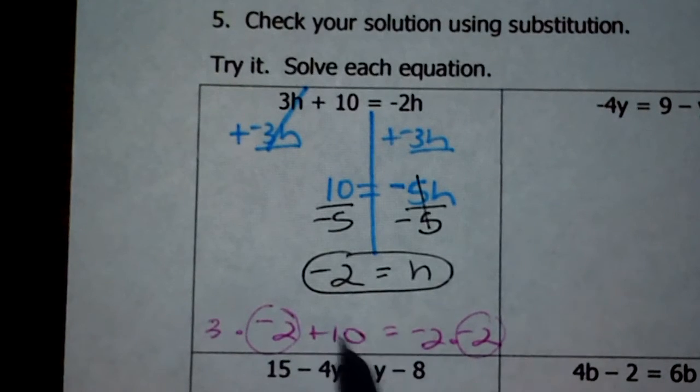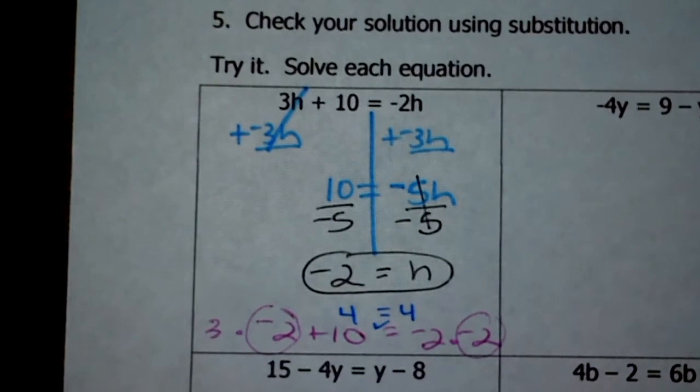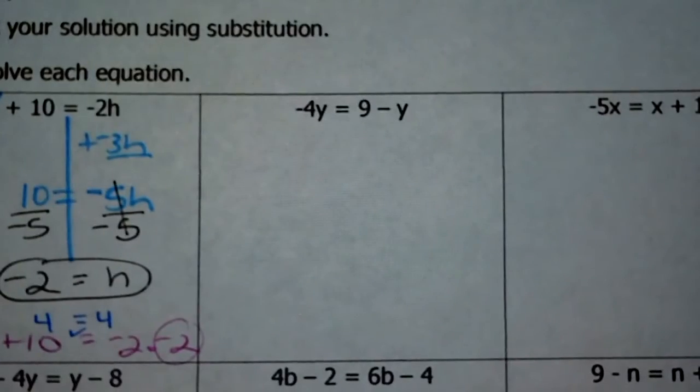So if you look at the left, 3 times negative 2 is negative 6, and negative 6 plus 10 is 4. And over here, negative 2 times negative 2 is 4. So at the end, when you get one side equaling the other side, that means the solution that you found is true. So again, when you're doing the check, you plug it into each side separately and make sure that you get the same resulting amount. All right, moving right along.